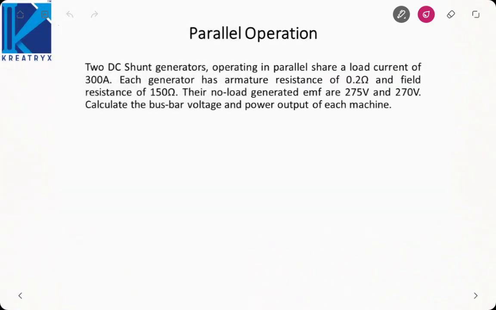The last category of problems that can be asked from a generator is parallel operation. Now why are two generators or any two machines connected in parallel? So that they can handle a higher load as compared to their original loads. So in parallel operation, you do not have to do anything, just consider it as two circuits that are connected in parallel and then apply network analysis. Let me show you here.